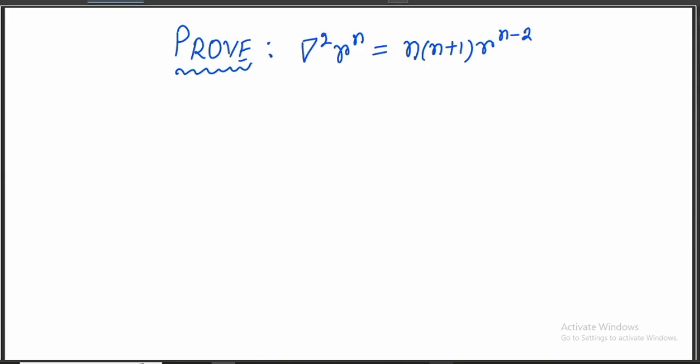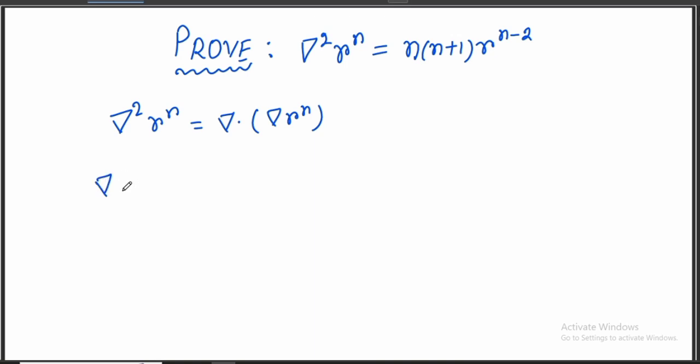Hello everyone. In this video, we have to prove del 2 r to the power n is equal to n into n plus 1 r to the power n minus 2. So let's start. First of all, we can write del 2 r to the power n as divergence of grad r to the power n.